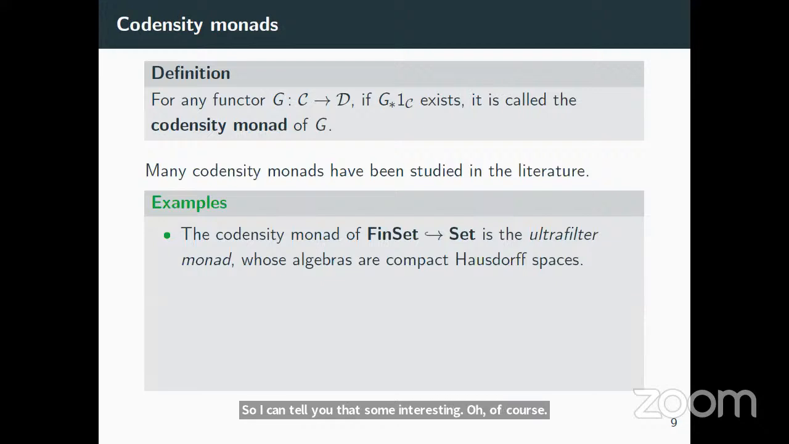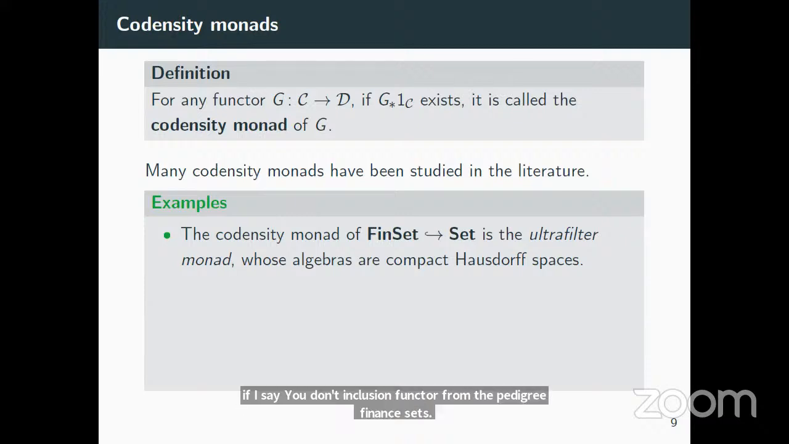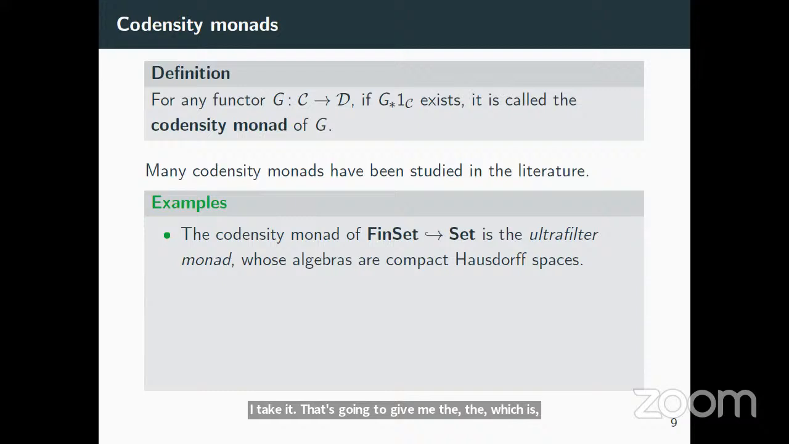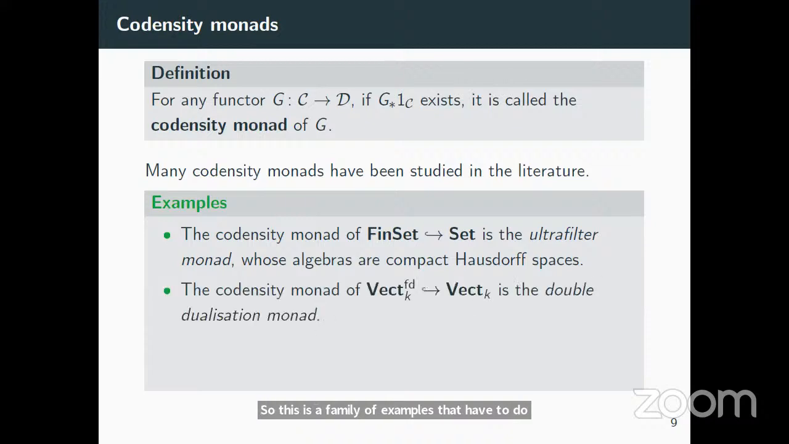So here's the most famous one, I want to say, which is if I take the inclusion functor from the category of finite sets into the category of sets, and I take its codensity monad, that's going to give me the ultrafilter monad, which was briefly mentioned in the last talk. That's the monad whose algebras are compact Hausdorff spaces. And so that's a really surprising example, because nowhere here is there any mention of topology or anything. I just know what a finite set is, and what a set is. I have this functor. I take this categorical construction, and magically I get compact Hausdorff spaces out. So this is a family of examples that have to do with topology.